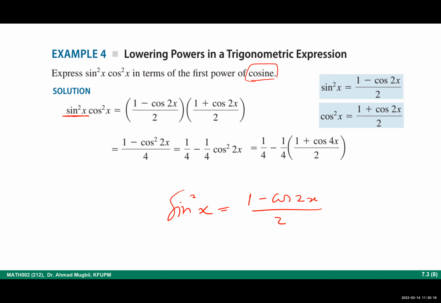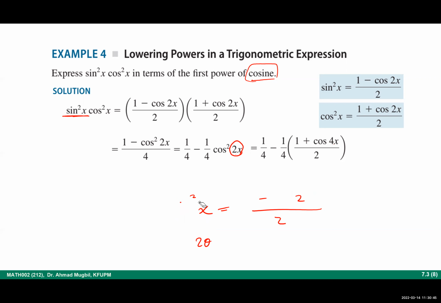So now, if this angle is theta, what will be this? Theta over 2. If this is 2 theta, this will be what? 4 theta, and so on. So think about it, you just double here. So now here we have what? 2x. So it will be 1 plus cosine, the double of 2x, which is 4x over 2.